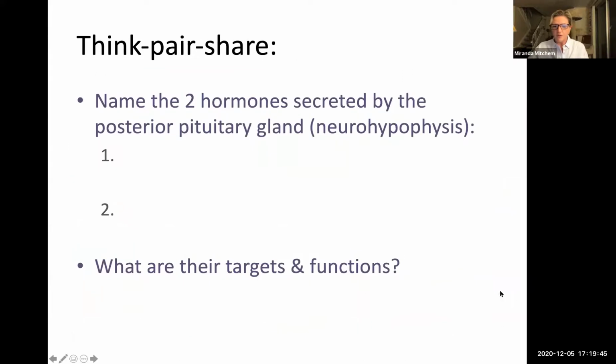So this is for you to think about, and I did put the answers in the note section of the slide, so you can double check your work by clicking the note view, and then you'll see the answers right below. But we've got our two hormones that are made by the posterior pituitary gland. What are their targets and what are their functions?